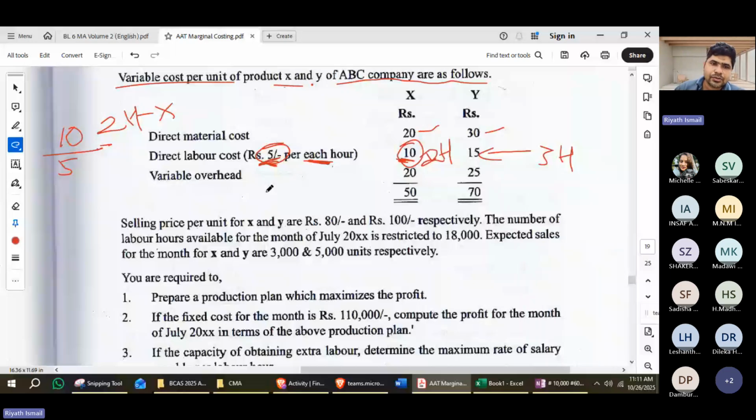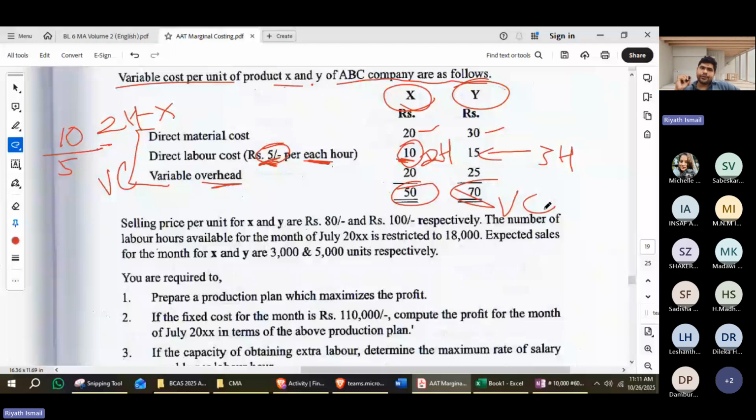And variable overhead, so be very careful. Here there is no fixed cost. All of them are variable costs. To produce X, the variable cost is 50. To produce Y, it is 70.